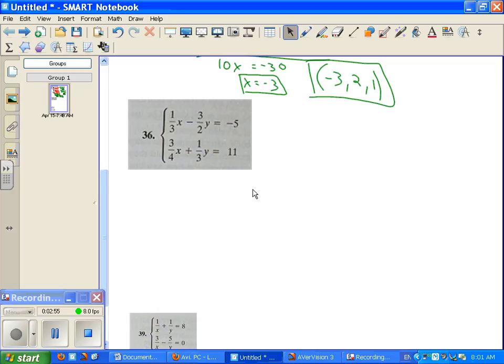Yeah. Okay. For this one, I have to pick which variables I would like to get rid of. For me, even before I start trying to combine these things together, I would try to get rid of those fractions because I think they just make it difficult to look at. So I would multiply this one by 6 and this one by 12. And when I do that, then 1/3 of 6 is, so I'm going to get 2x minus 9y equals negative 30. And then down here, I'm going to get 9x plus 4y equals, what's 12 times 11? 132. I think that's right.